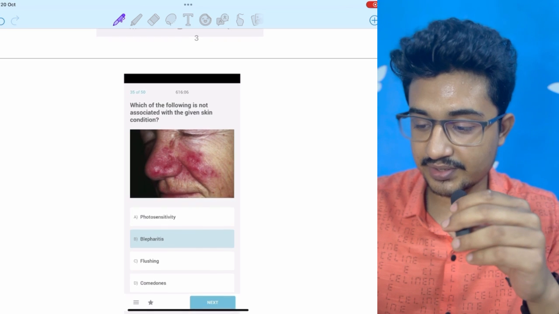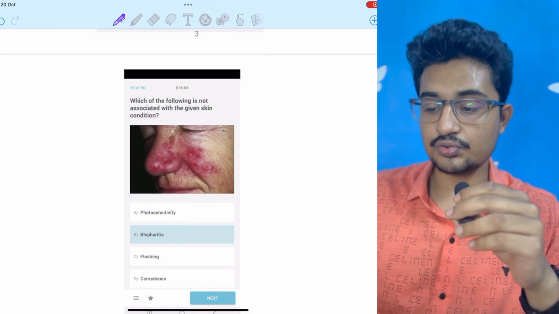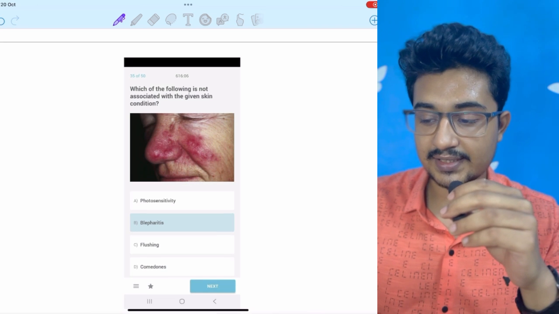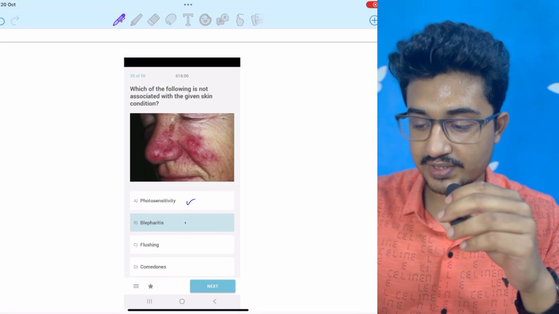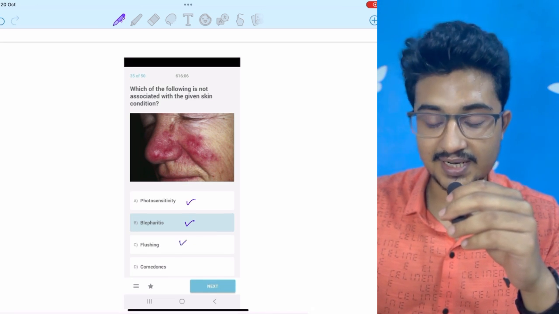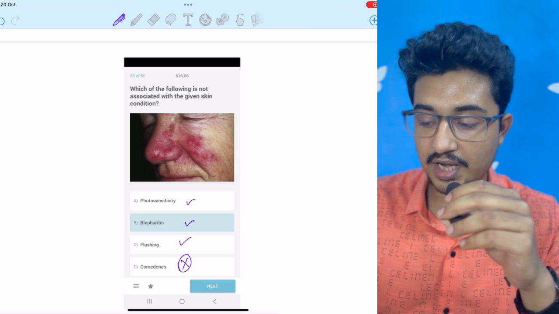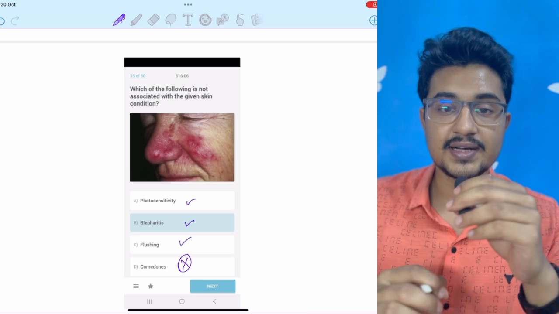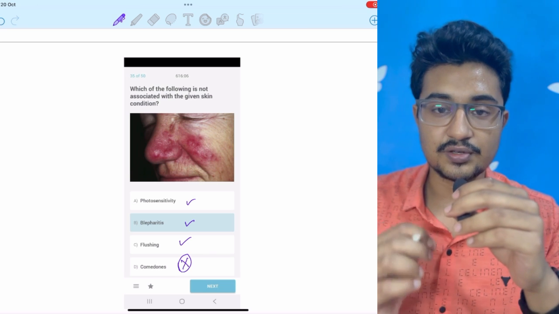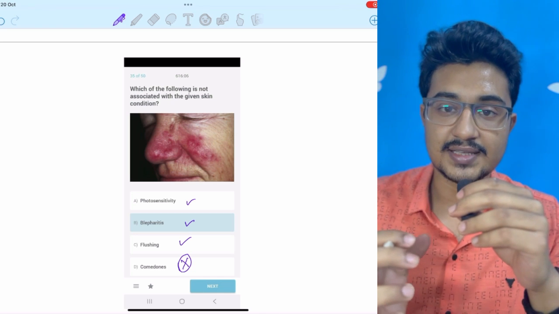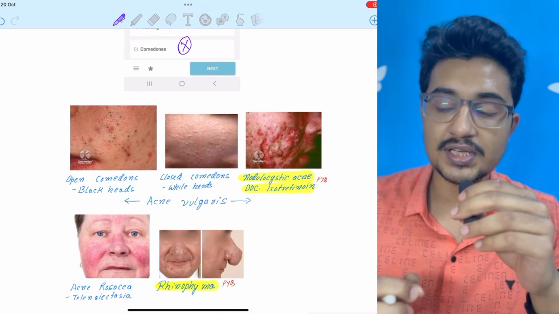Coming to the next question, which of the following is not associated with the given condition? This is acne rosacea. So photosensitivity will be seen, blepharitis will be seen, flushing will be seen, but comedones are not seen. You have read in your notes and in your video lectures that comedones are classical for acne vulgaris. They are the pathognomonic lesions.